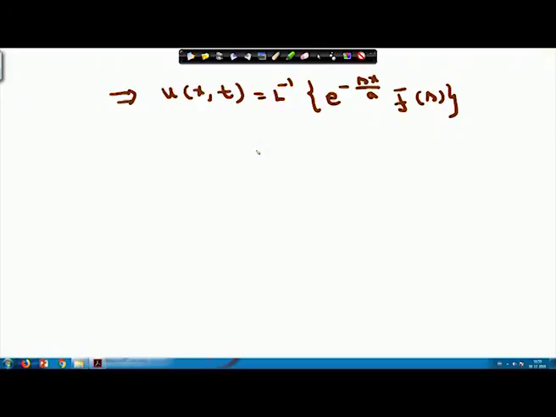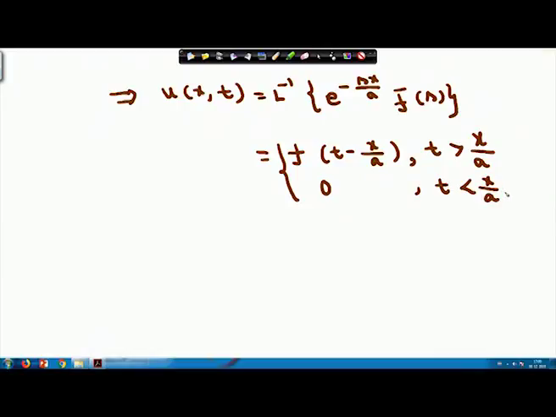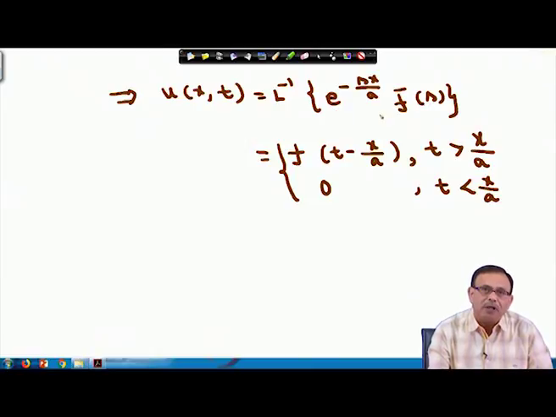Can I write down directly something? Laplace inverse of this one is equal to f of t minus x by a whenever t is greater than x by a, and it is equal to 0 if t is less than x by a. I am not going into how I am finding the Laplace inverse of this. Using the properties of the Laplace transform, you can write e power, f of t minus x by a, because the coefficient of s is minus x by a. So, I can write it as f of t minus x by a whenever t is greater than x by a, and it is 0 whenever t is less than x by a.